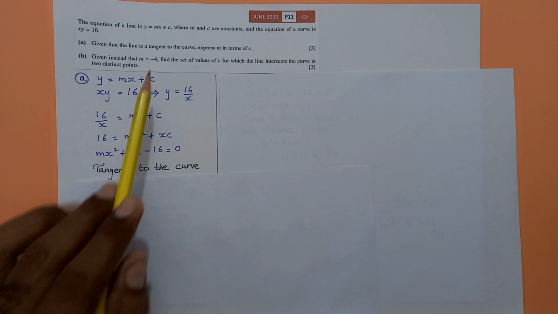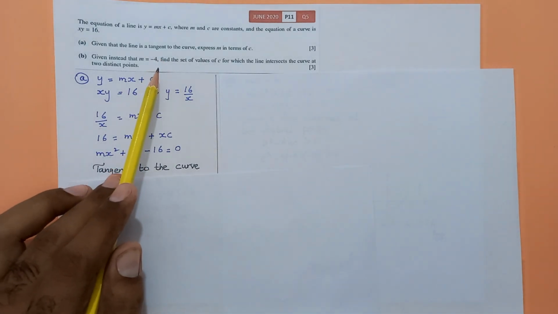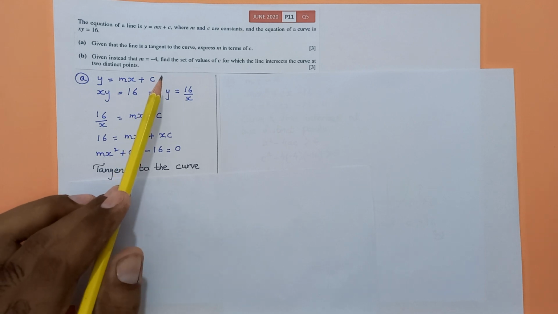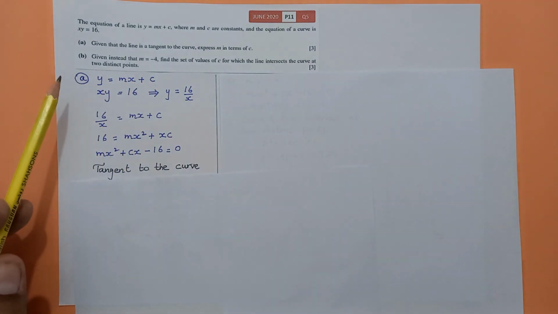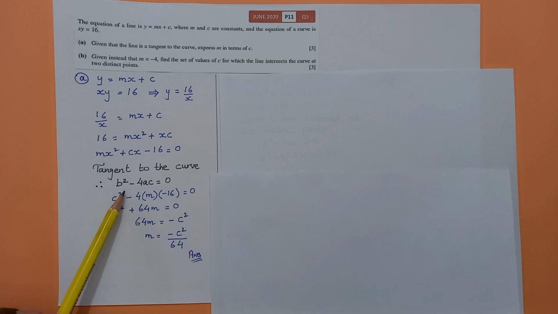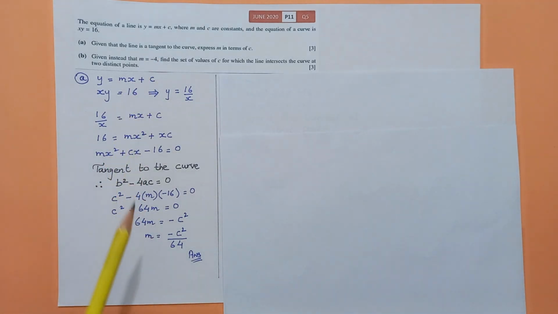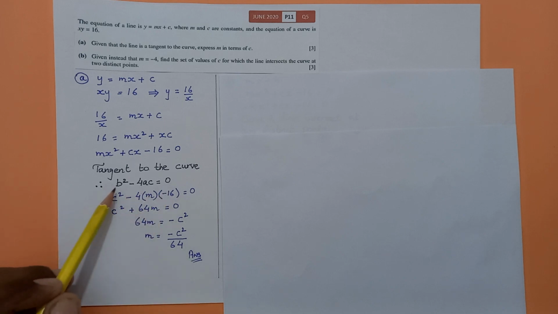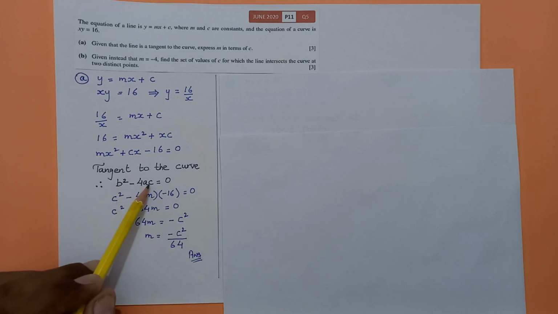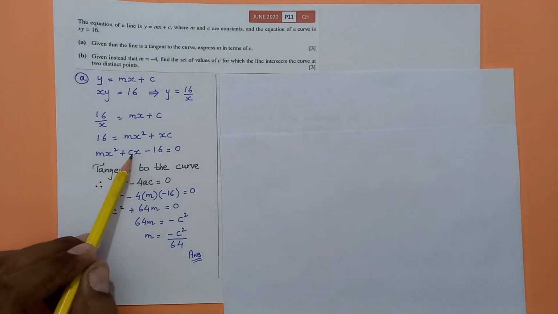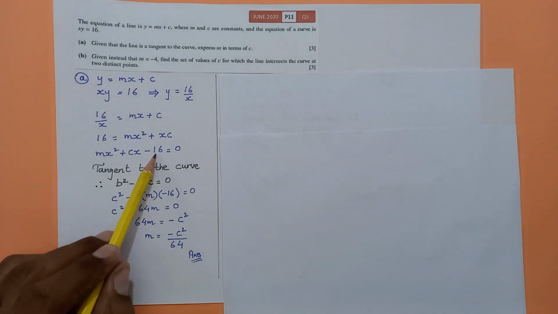Because it is a tangent to the curve, the rule says that the discriminant would be 0. What is the discriminant? The discriminant is b square minus 4ac. Due to the tangent, it is equal to 0. So just place the values of a, b and c. The value of a is m, the value of b is c, and the value of c is negative 16.